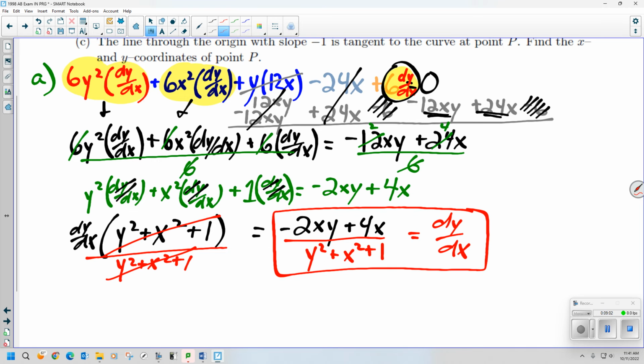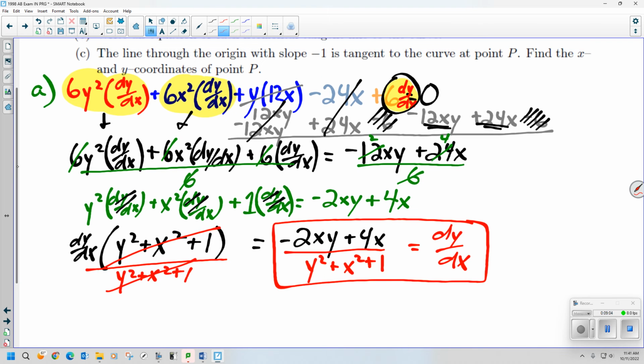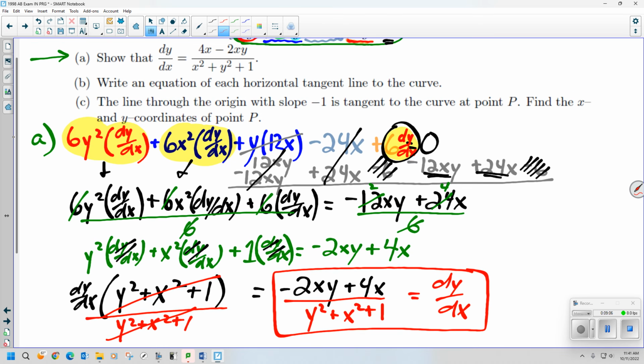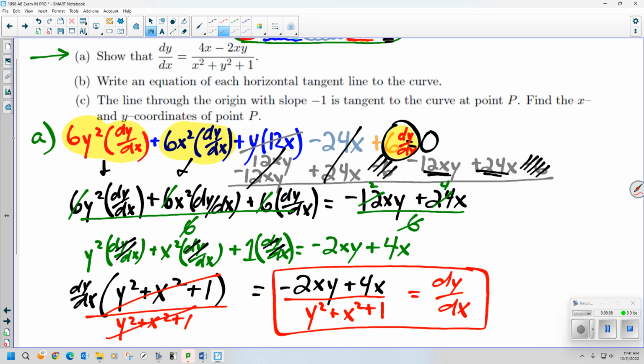This is what we have here. Let's make sure that's exactly what they told us it should be. They have their positive 4x first, then their negative 2xy, which is what we have in the top here, all over x squared plus y squared plus 1. And again, they just happen to have the x squared first. That's legit. That is good to go. Wow, that was just part A.